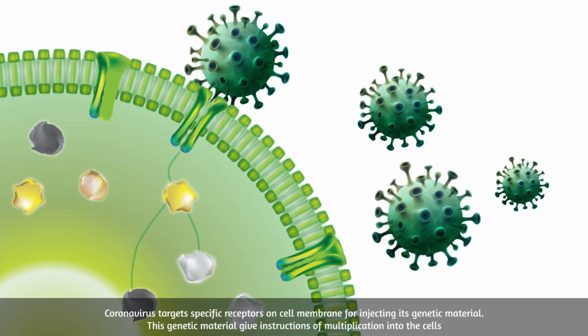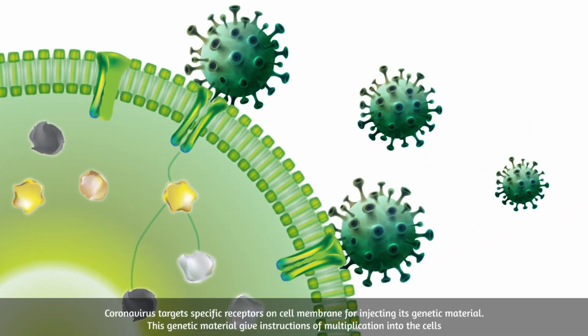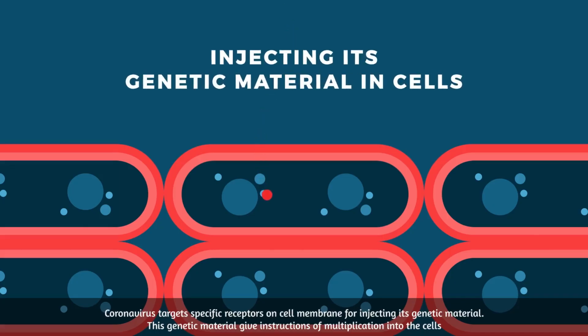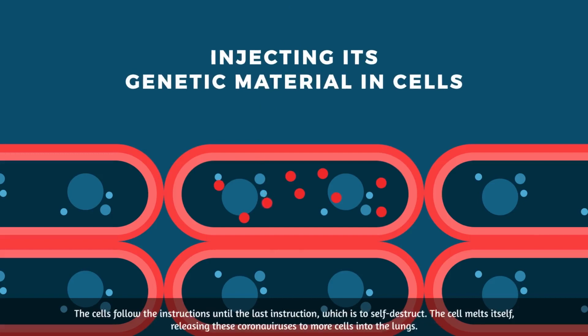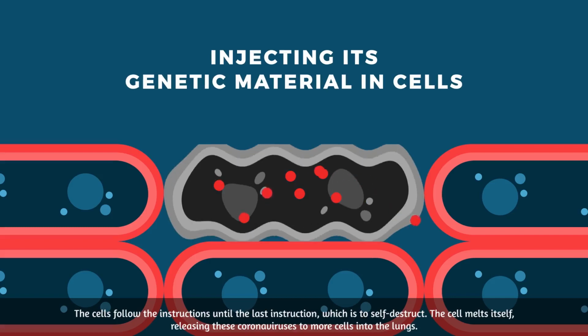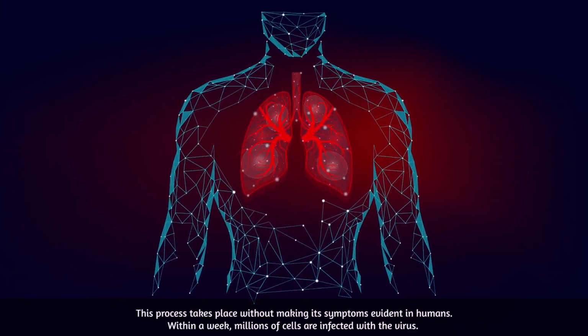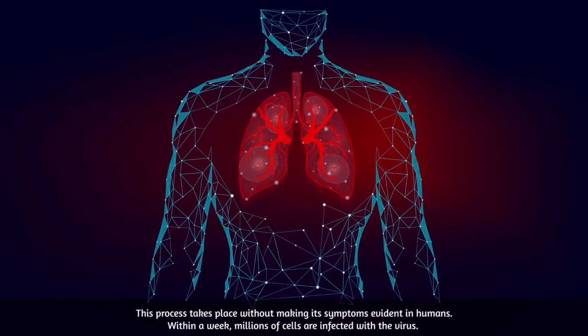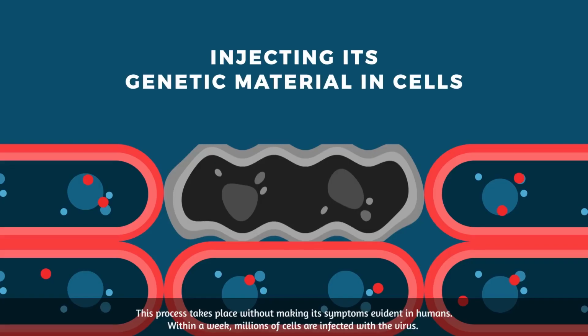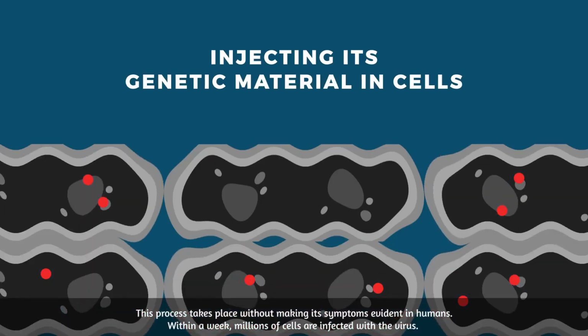Coronavirus targets specific receptors on the cell membrane for injecting its genetic material. This genetic material gives instructions of multiplication to the cells. The cells follow the instructions until the last instruction, which is to self-destruct. The cell melts itself, releasing these coronaviruses to more cells in the lungs. This process takes place without making its symptoms evident in humans. Within a week, millions of cells are infected with the virus.